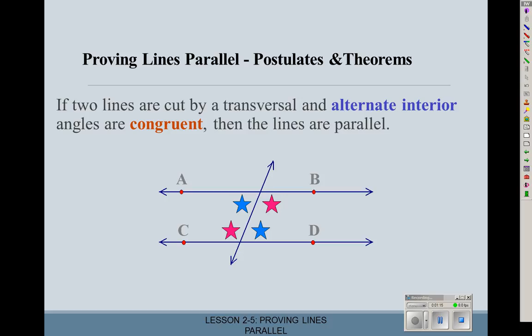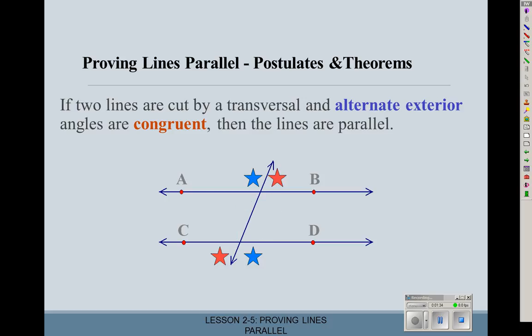We also know that if two lines are cut by a transversal and alternate interior angles are congruent, then those lines are parallel. So that pair of alternate interior angles or that pair. It's also true for alternate exterior angles. When alternate exterior angles are congruent, then the lines are parallel. So we have the red pair and the blue pair. Remember, it used to say if lines are parallel, then alternate exterior angles are congruent. And now we can say the converse also.